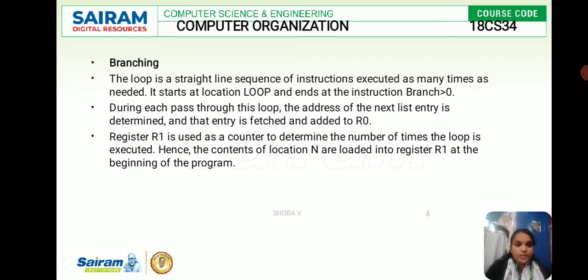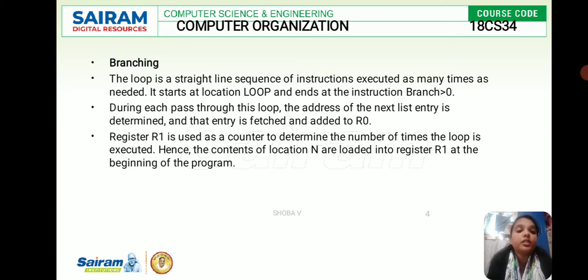During each pass through this loop, the address of the next list entry is determined, and then the entry is fetched and added. First of all, the instruction has to be fetched from the memory, added to the particular register, and then finally stored in the register. Register R1 is used as a counter to determine the number of times the loop is executed. So whether it is the incrementing phase or the decrementing phase, that many times the register R1 is counting.